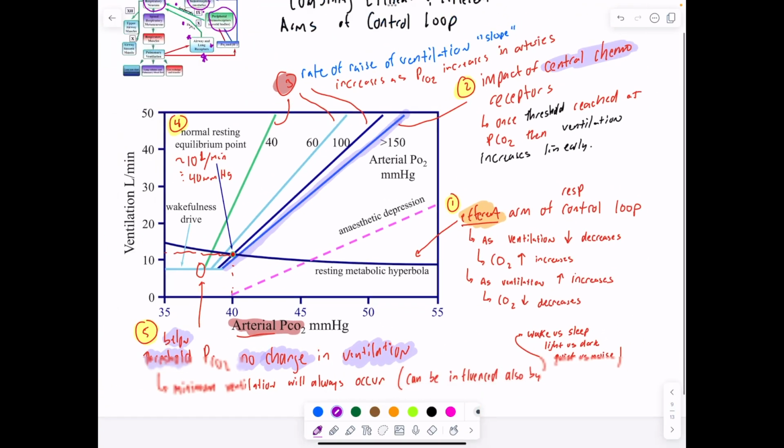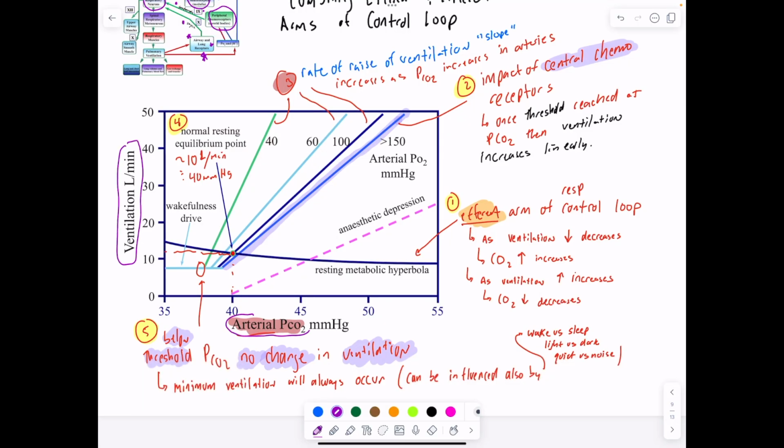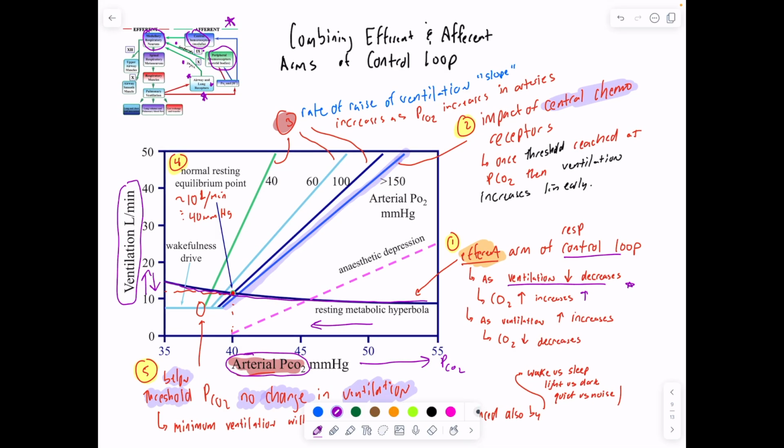All right, this graph over here is ventilation versus the partial pressure of carbon dioxide in our arteries. This first line right here is meant to be the efferent arm of the respiratory control loop. As ventilation goes down, carbon dioxide is going to increase, which is what you understand intuitively. And as ventilation increases, the partial pressure of carbon dioxide is going to decrease.